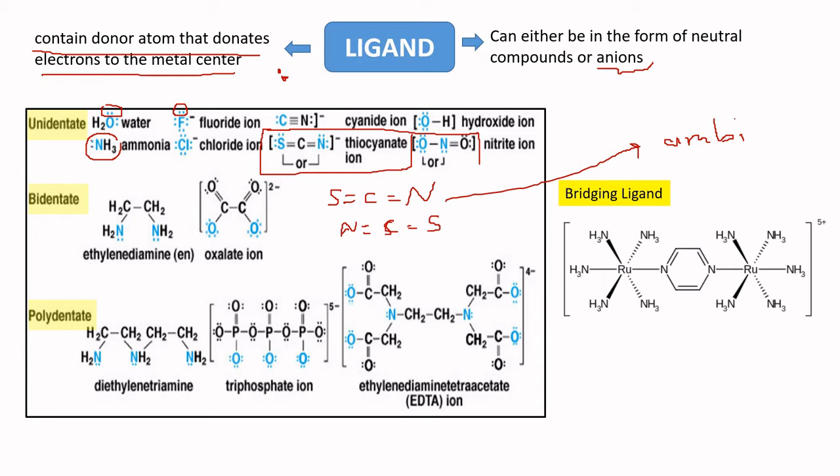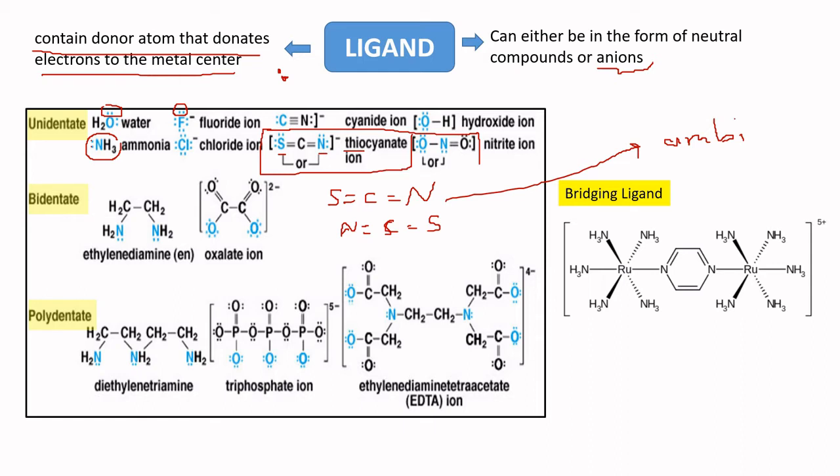So when it is connected to the nitrogen, we call it isocyanate. But if it is connected to the S, we call it isothiocyanate. So thio means sulfur. Without the thio, it gives you nitrogen.